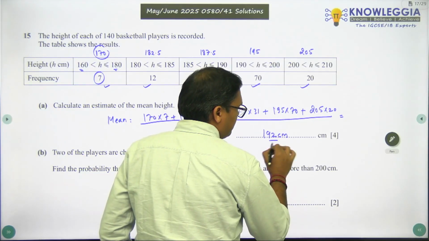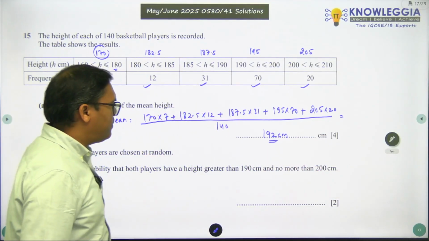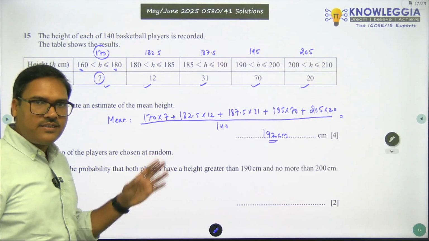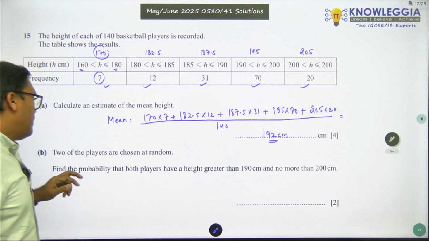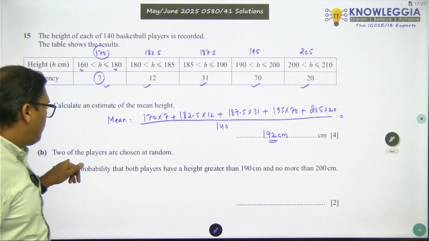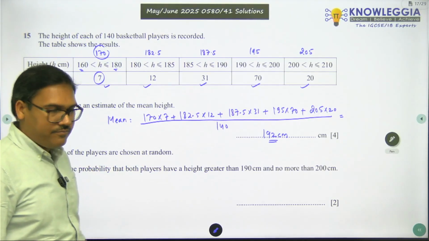192 centimeters. Okay, so that is the answer for this question. I hope this is clear. What you have to do is just take the midpoint and multiply. Now the next part: two of the players are chosen at random.